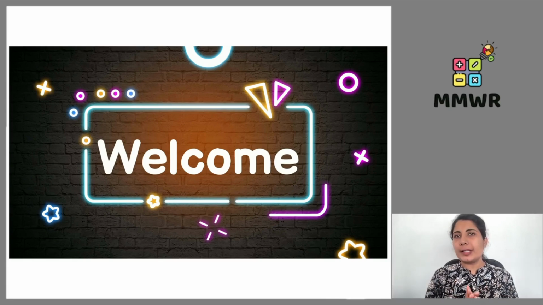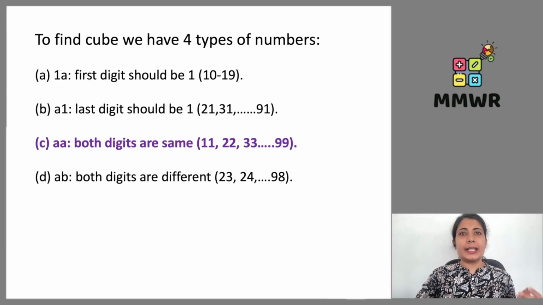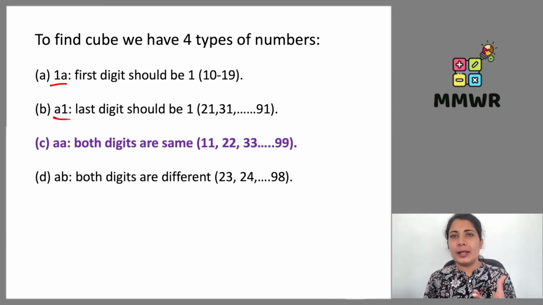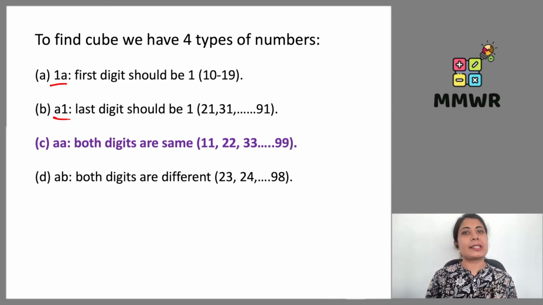As we have already started the series on how to find the cube of a number, we have seen two different cases. First, when the number is of the type 1a, that means its tens digit should be 1, and the ones digit can be any digit from 0 to 9. The second case we have seen is a1. I hope you all have practiced both these cases.